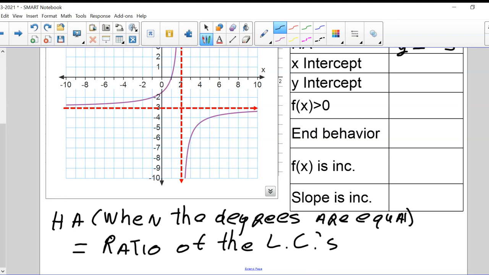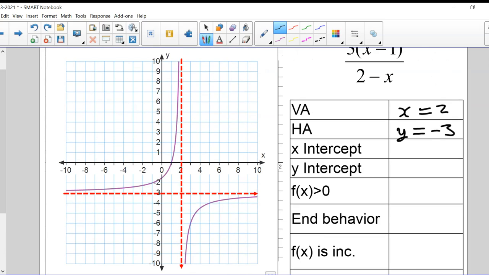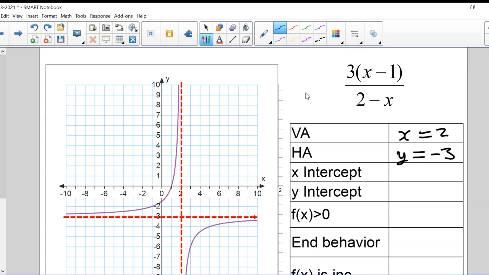Can I re-explain? I sure can, Janaya. So let's look back at the top of this function, the numerator. If I multiplied this out, I would get 3x minus 3. Would you agree with that, Janaya? If I multiplied out the top? Okay, so let's write that down. So 3x minus 3. And on the bottom, let's put minus x first, plus 2. You'd agree that I could put minus x plus 2 instead of 2 minus x. That's the same thing, isn't it, Janaya?